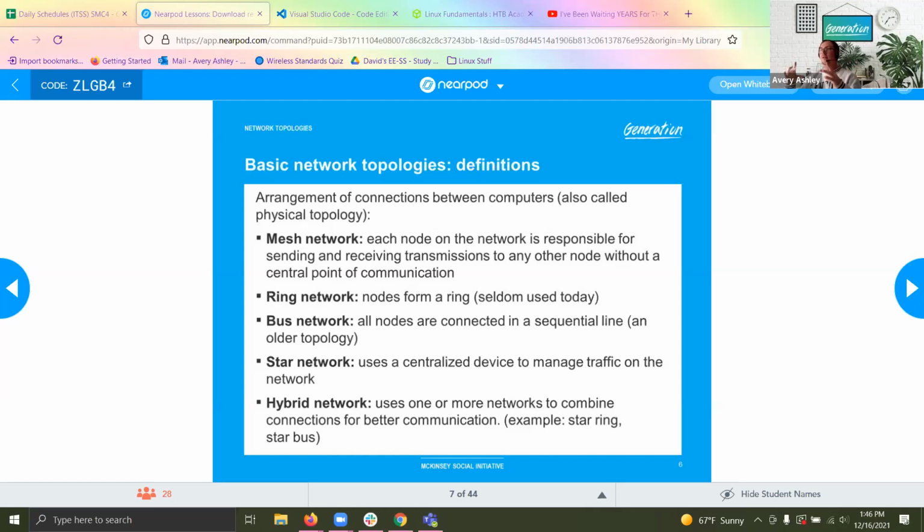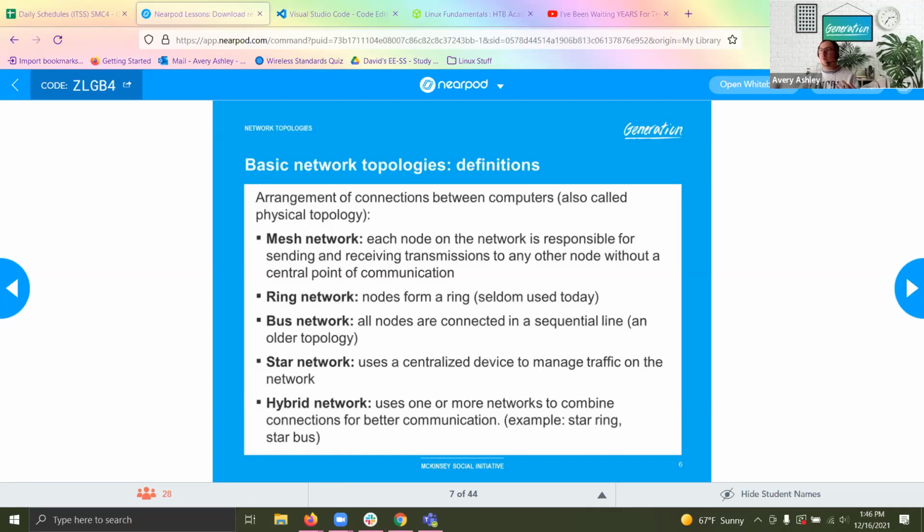And we have our ring networks, which will look like a ring. Everything will be connected in a circle. One will be connected to another, then it will be connected to another until it forms a full ring. A bus will be a single line that the nodes will connect to.